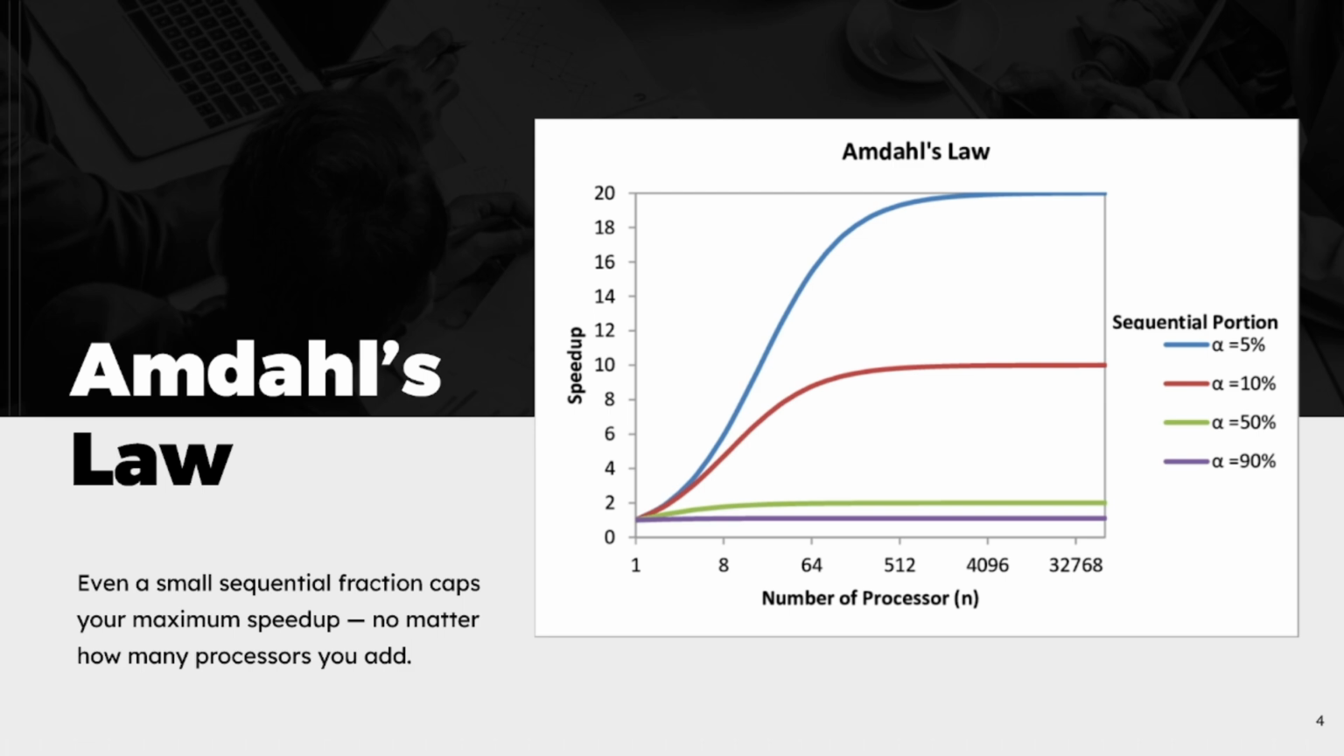Textbooks like Pacheco and Malensek, An Introduction to Parallel Programming, walk through this in detail. And it's one of the first things anyone learns when they start working with MPI, pthreads, or OpenMP, because it shapes how you think about where parallelization actually pays off.